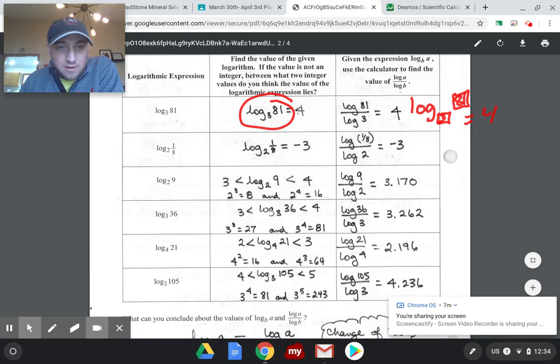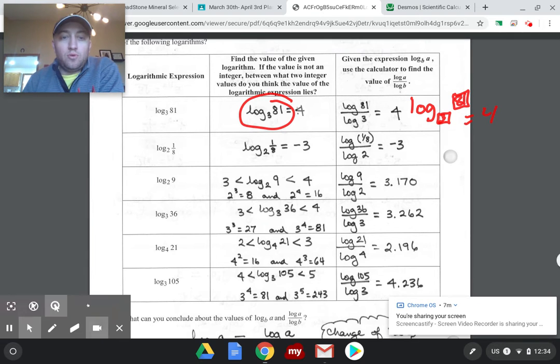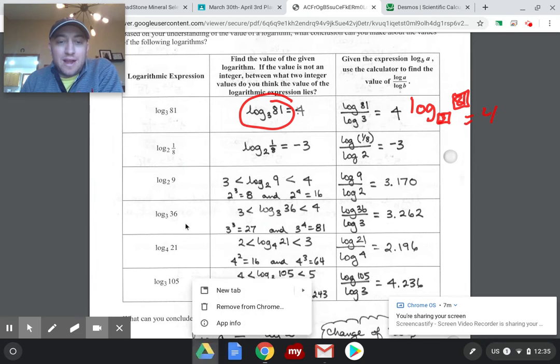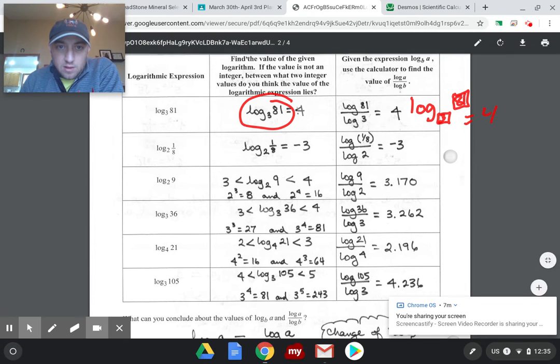All right, so back to this right here. If I get down here to the third example, log base 2 of 9, if we think about that, 2 to what power is going to equal 9? 2 to the first is 2, 2 squared is 4, 2 cubed is 8, 2 to the fourth is 16. So it doesn't come out as a whole number. When they are asking you to find the value of the given logarithm, if the value is not an integer, between what two integer values do you think the value of the logarithmic expression lies?